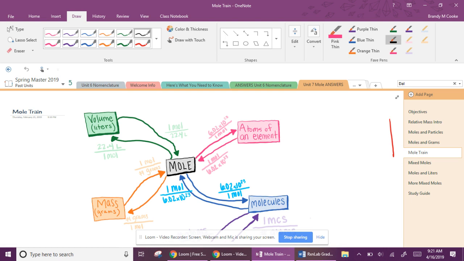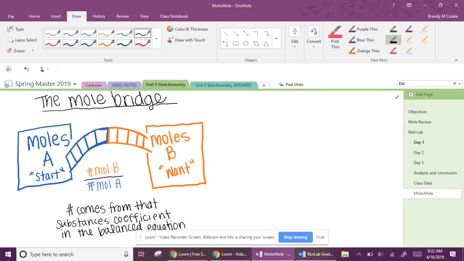We're going to be making reactions happen. We're going to be changing the substance. We want to know how much product might be made, or we want to know how much reactant has to be used. And so we need to be able to go from one substance to another. And up to this point, there's no conversion factor that allows for that. So that's where the mole bridge comes in.